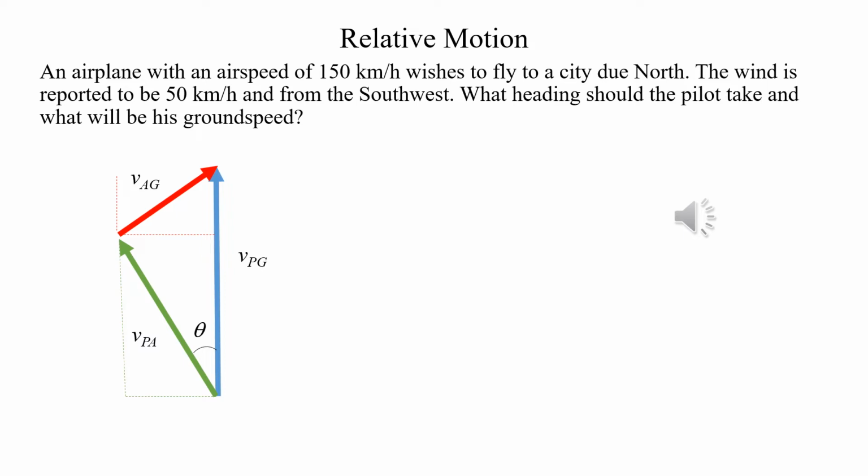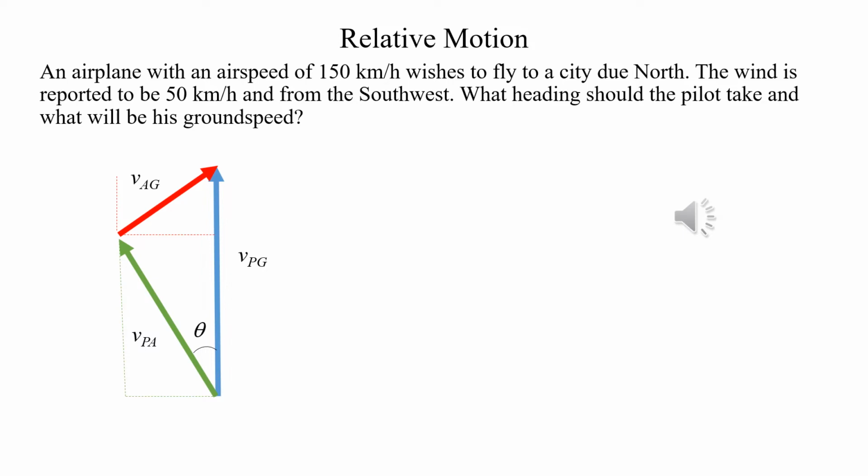Okay, so the ground velocity vector is going to be the sum of the plane's velocity vector with respect to the air and the wind velocity vector. So we need to add the plane velocity vector with respect to the air and the wind velocity vector with respect to the ground equals the velocity of the plane with respect to the ground. So that diagram is shown here.